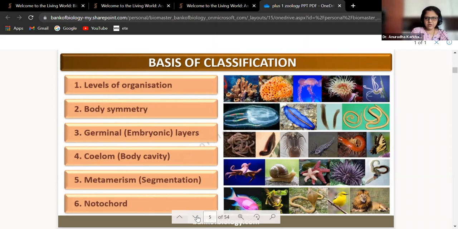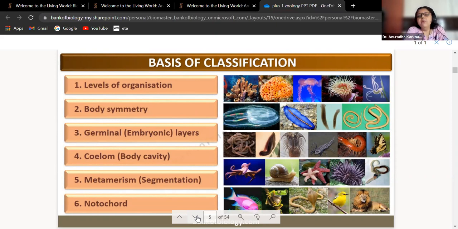Coelom bolte hai isko. It is not called as coelom or something like that way. We use the word coelom. Coelom ka matlab hota hai cavity, body cavity. So some of these would be having a body cavity, some will have false body cavity, and some will have no body cavity. So what exactly it is we'll be talking about.